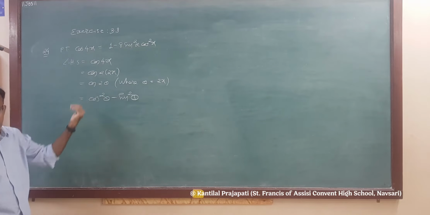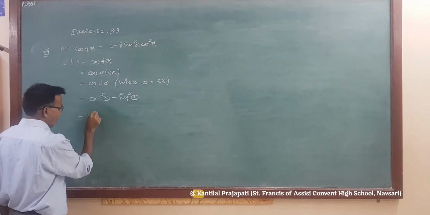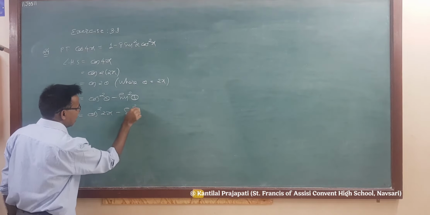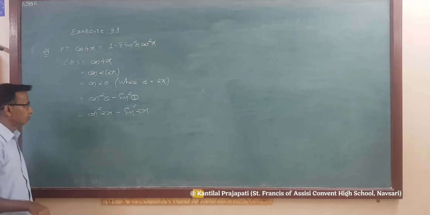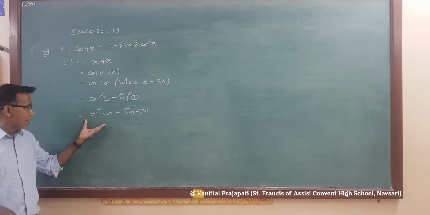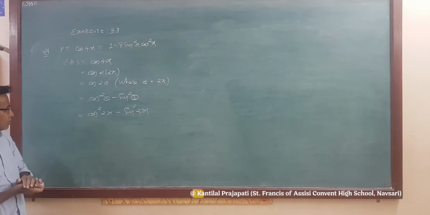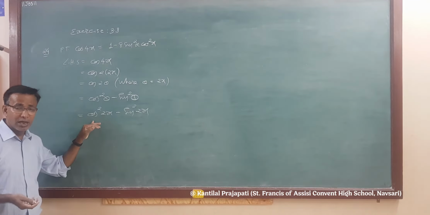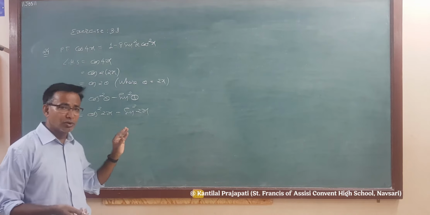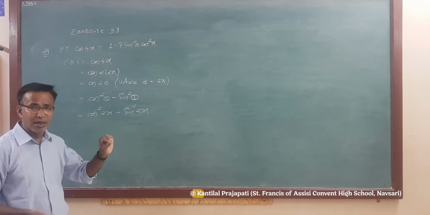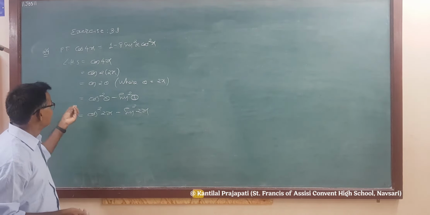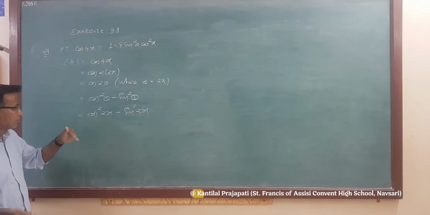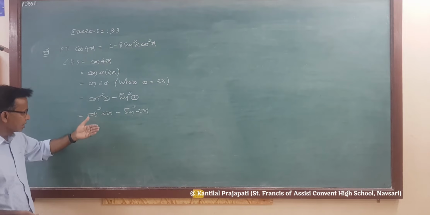Now substitute theta is equal to 2x again: cos square 2x minus sin square 2x. Now we also have one formula, cos square alpha minus sin square beta is cos of alpha plus beta into cos of alpha minus beta. We may apply this, but we have to convert this into half angle, 2x into x.